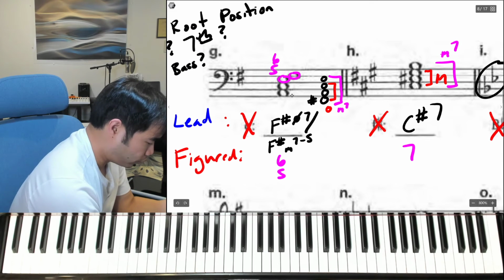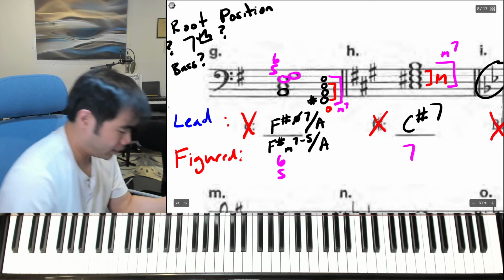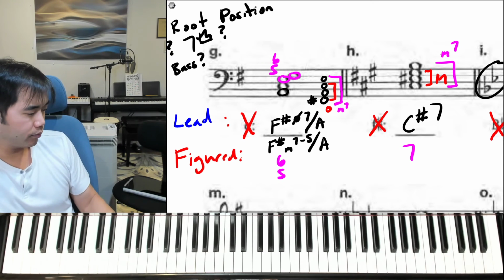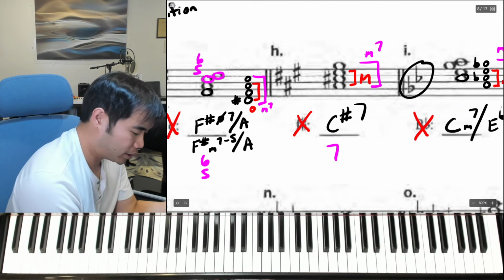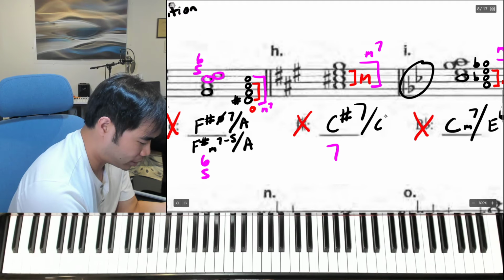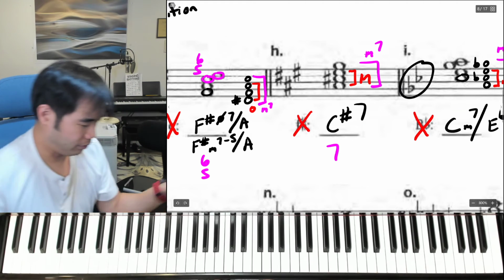F sharp over the bass note, which is A. F sharp over A. That's a lead sheet symbol. On the second example, we don't need to do that because it's in root position. We don't need to write C sharp 7 over C sharp. That's redundant. So we're going to leave that off.